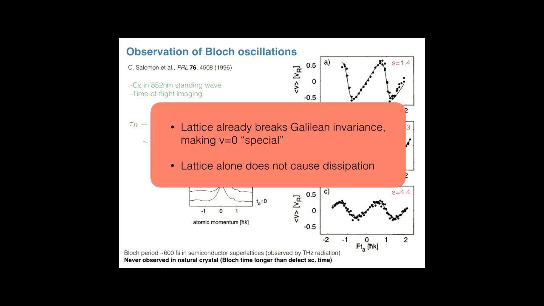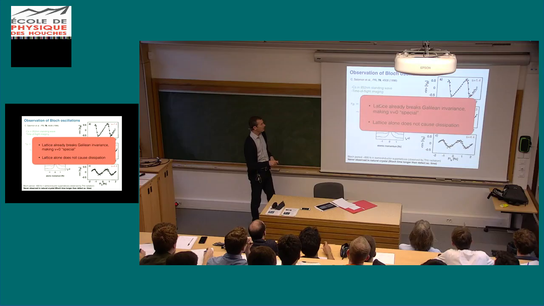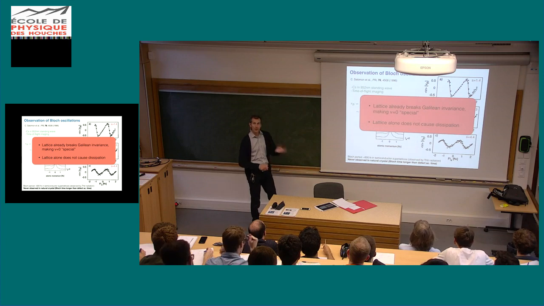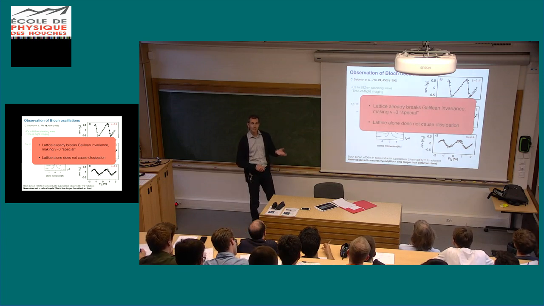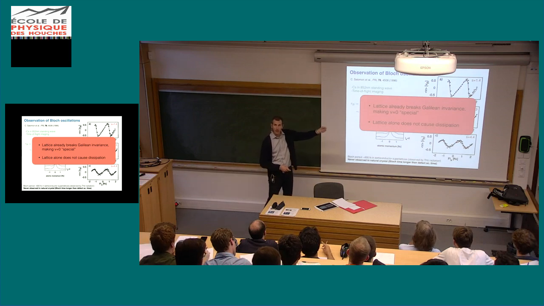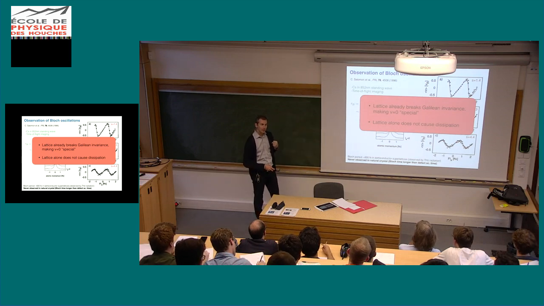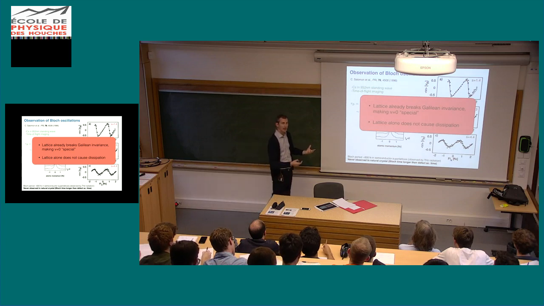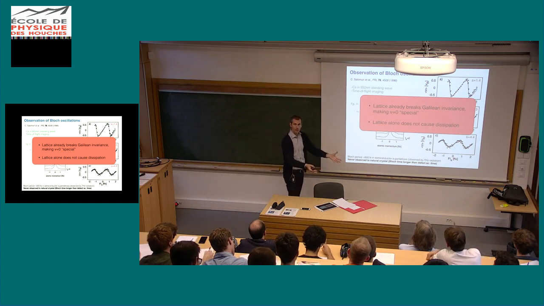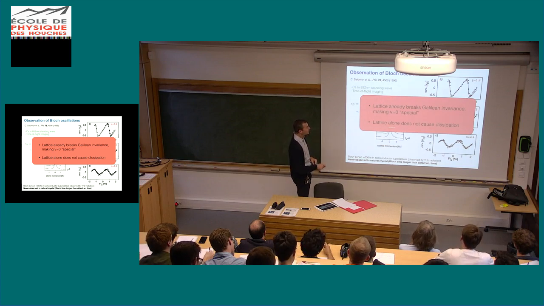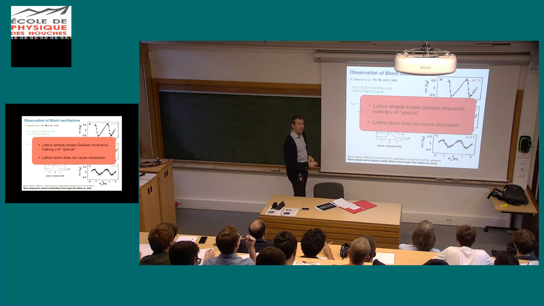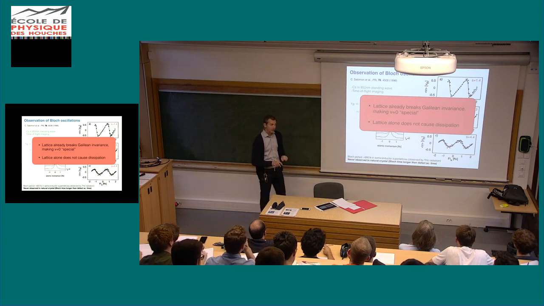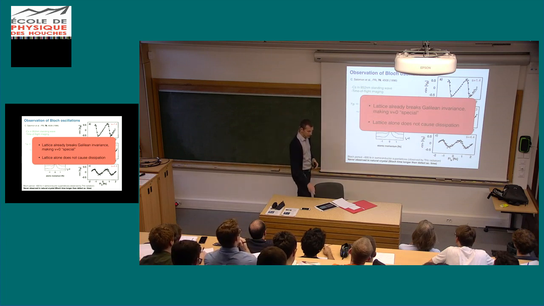So the lesson this tells you is that once I have a lattice, then I've already broken Galilean invariance. V equals zero is special. You see, when I tried to go too far away from V equals zero, the lattice pulled me back and centered the dynamics around V equals zero. It's no longer Galilean invariance. I can't just boost all my velocities by some arbitrary amount and get all the same physics back. But this is non-dissipative. So just because I have a lattice around, some kind of reference frame, does not mean I necessarily have dissipation.